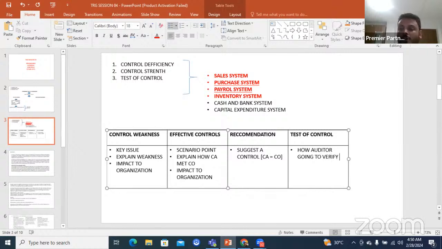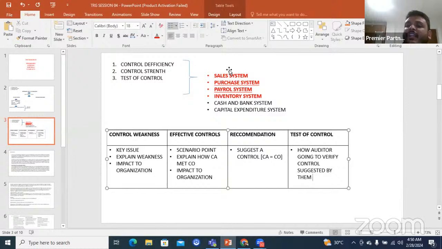How is the auditor going to verify the control suggested by them? Here I suggest a control, right? How am I going to verify that control? So test of control is always how you are going to verify the recommendation. Because most of the students get confused with this.